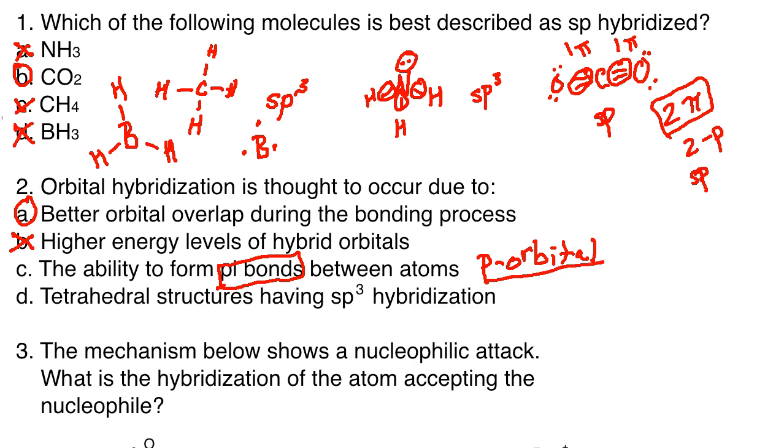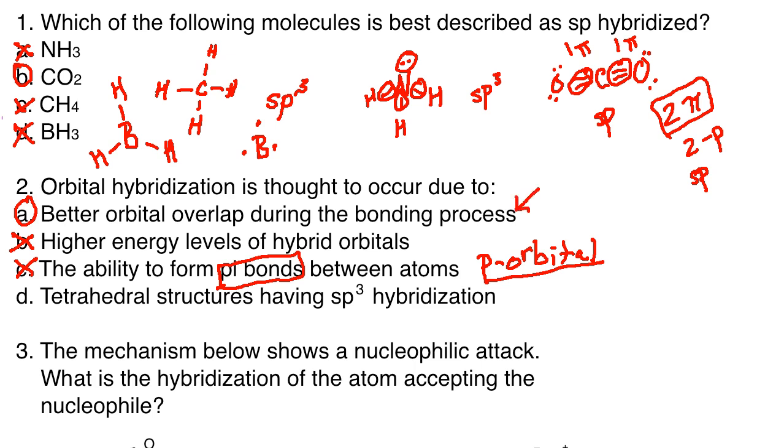And then finally D, tetrahedral structures having sp³ hybridization. Well, this is sort of just a statement. Tetrahedral structures have sp³ hybridization, but that's not why orbital hybridization is thought to occur in the first place. So the correct answer here would only be A.